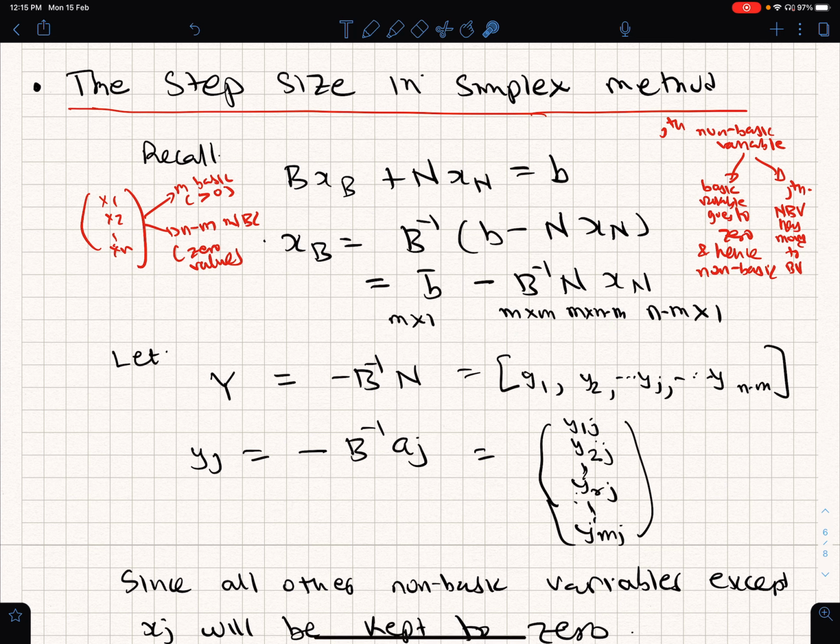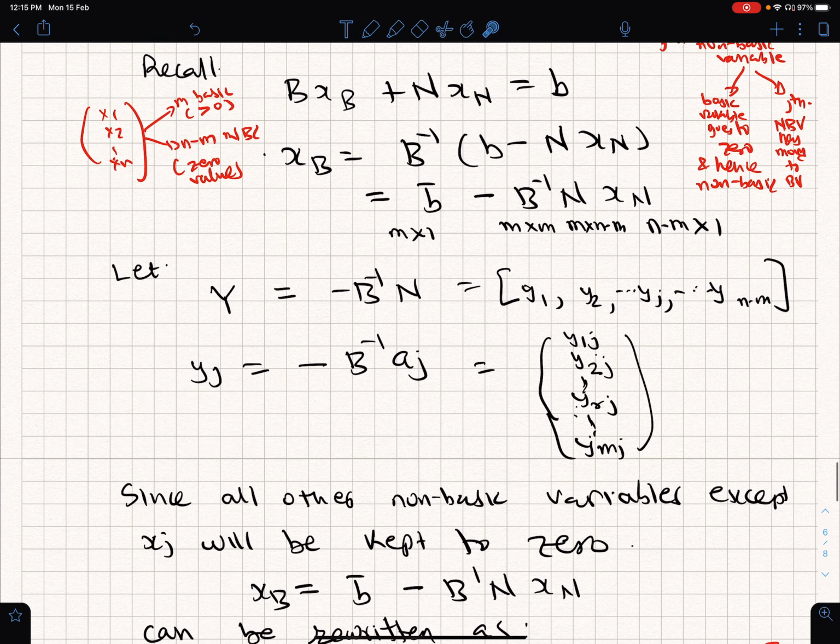Now this is what you are going to get, multiplied by the vector of non-basic variables xn. Okay, so this is a matrix, right? We will call this matrix an m by n minus m matrix. We'll call this the Y matrix, minus B inverse N, and this is made up of columns y1, y2, some yj, and y(n minus m).